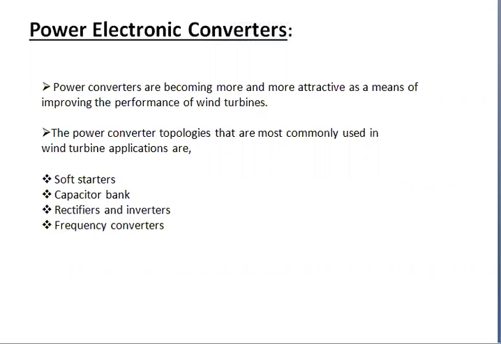Coming to the second one, that is the capacitor bank. The capacitor bank is used in fixed speed or limited variable speed wind turbines. It is an electrical component that supplies reactive power to the induction generator. Thus, the reactive power absorbed by the generator from the grid is minimized by using this capacitor bank.